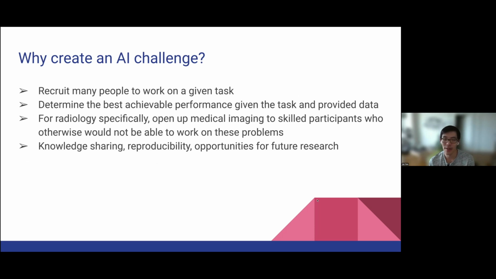So then why create an AI challenge? You can get a lot of people to work on one task by creating a challenge for it because it sort of attracts people who are interested in working on medical imaging, people who just like to do AI and machine learning. And you can also use this as an opportunity to determine what is the best possible performance I can get given the task and the provided data. And in order to achieve this, you have to attract a lot of people.